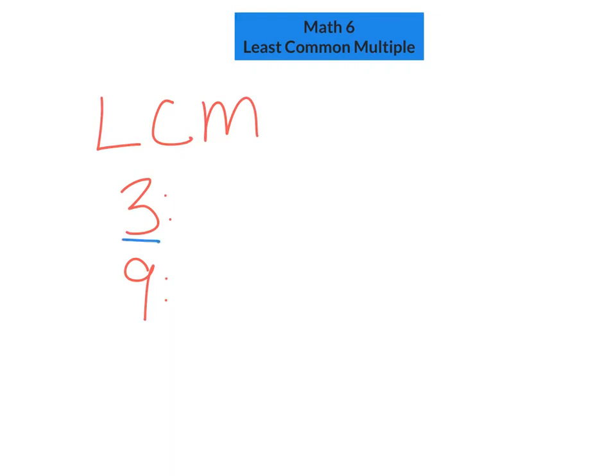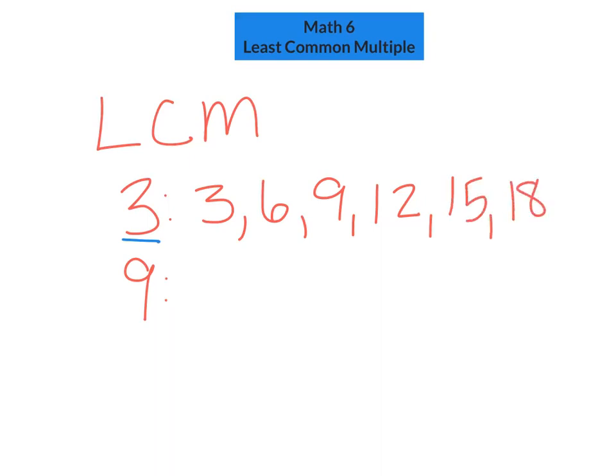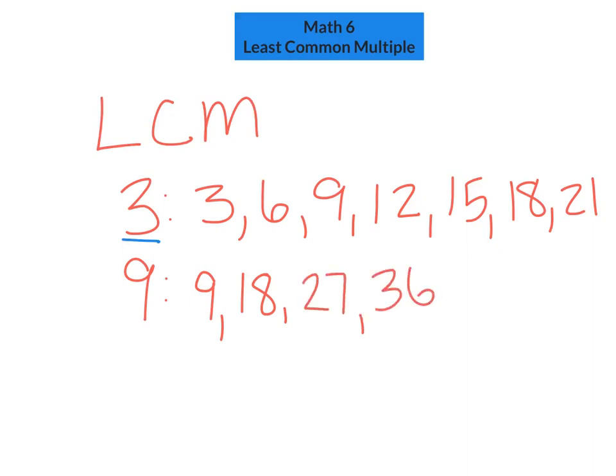So multiples of 3: 3 times 1 is 3, 3 times 2 is 6, 9, 12, 15, 18, 21, and so on. Now we do multiples of 9. So we have 9 times 1 is 9, 9 times 2, 18, 9 times 3, 27, 36, 45, 54, and so on.